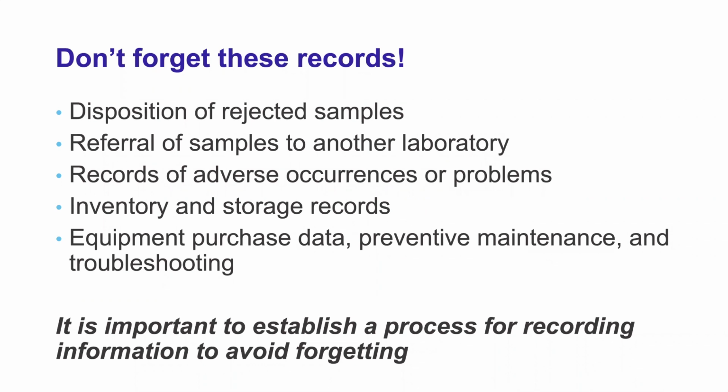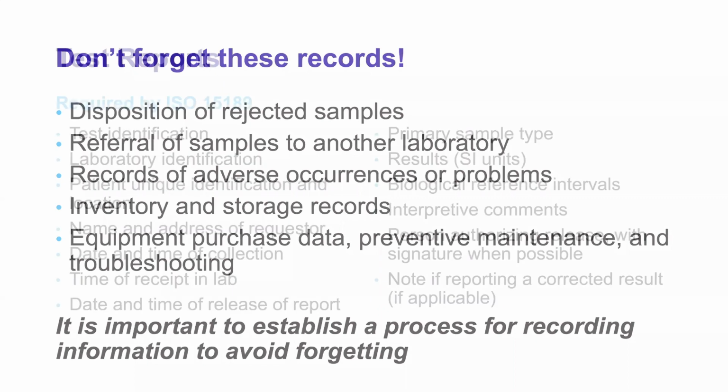So all this to say that there are a lot of records out there in the laboratory that it's kind of hard to think of as records. And so when you're creating your control system, your document and record control system, it's really important to establish a process for what you want to record, what information and data you want to collect, and a way to collect that data, because that way it'll help you avoid forgetting about some of these that are easy to forget, that we don't necessarily encounter every day.